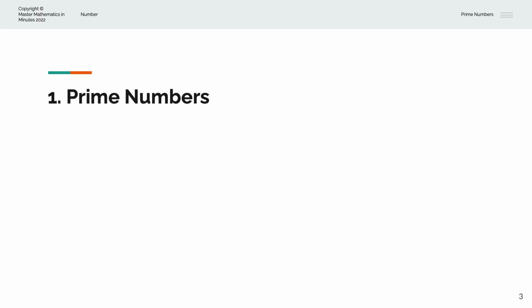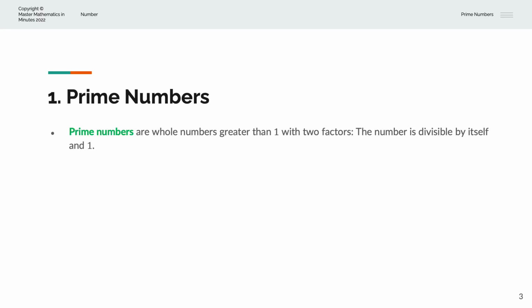So, what are prime numbers? Prime numbers are whole numbers, greater than 1, with two factors. The number is divisible by itself and 1. Consider the following examples. We have the numbers 2, 3, 5, 7, and 11, and so on as prime numbers.